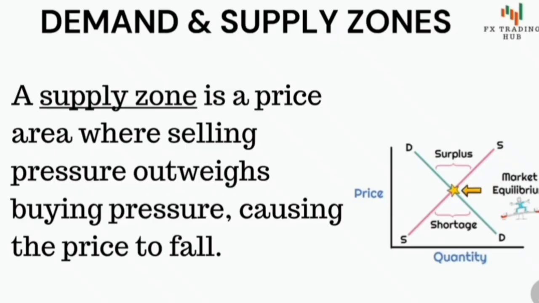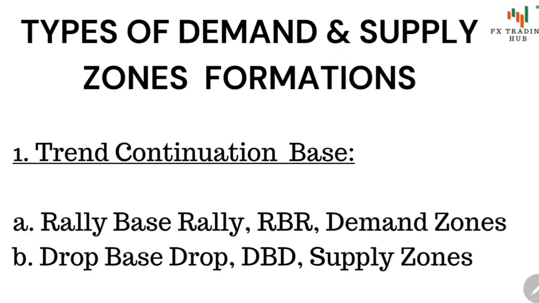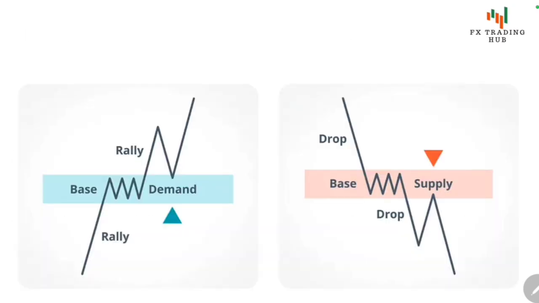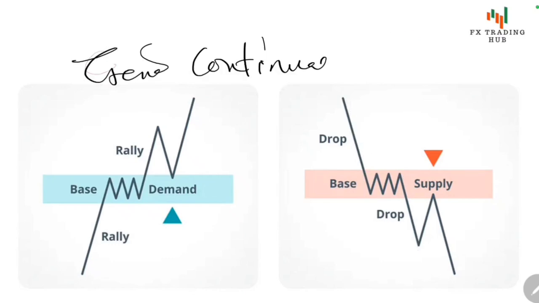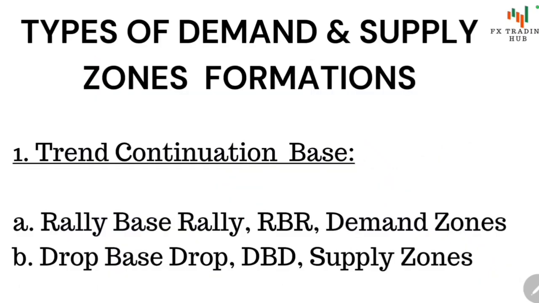I want to explain to you two major types of demand and supply zone formation. The first one is the trend continuation base, and it is divided into two. The first one is the rally base rally demand zones and drop base drop supply zones. Now, for a rally base rally demand zone, and you also have the drop base drop supply zone. So this is a particular type of demand and supply zone formation, and it is called the trend continuation demand and supply zone.